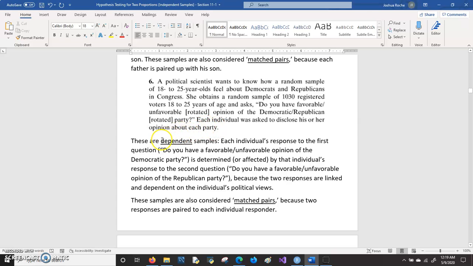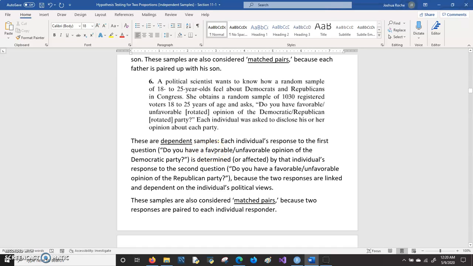These are dependent samples, and the key here is it says that each individual was asked to disclose their opinion about each party. So each individual gave two responses. They responded to the question of whether they favor the Democratic Party, and then after that, they responded to the question of whether they favor the Republican Party. And because those two responses are coming from the same individual, they're paired up. They're linked to each other.